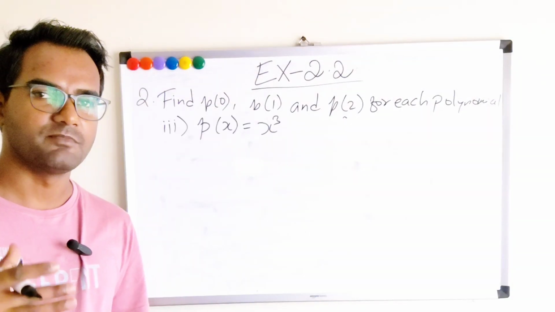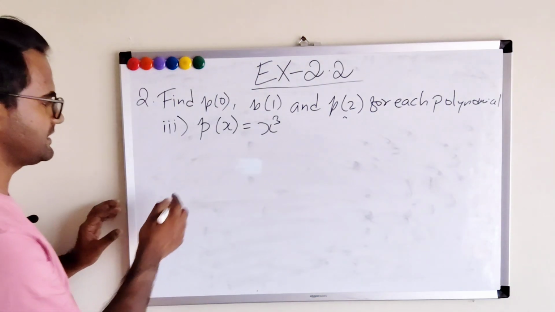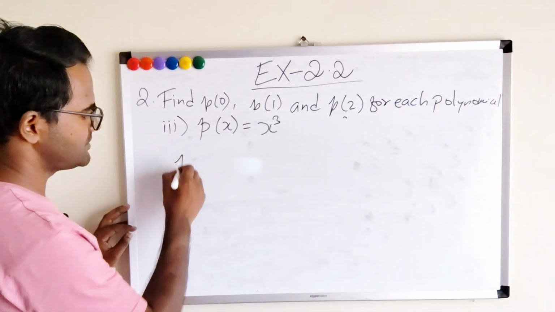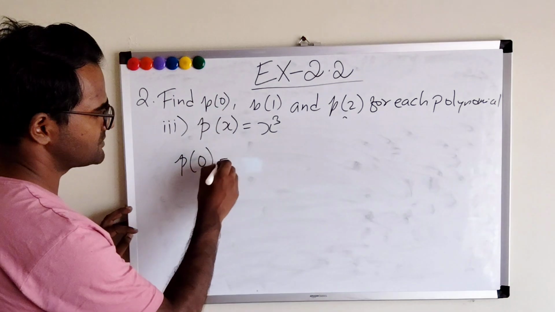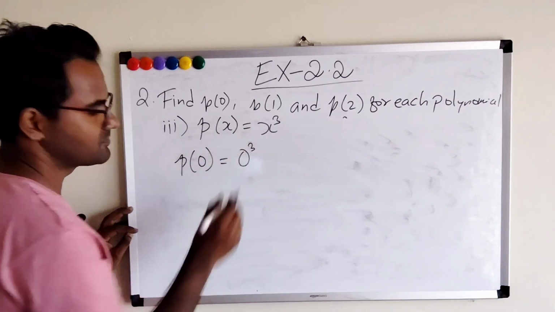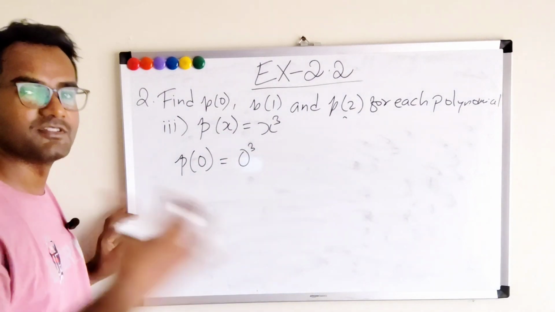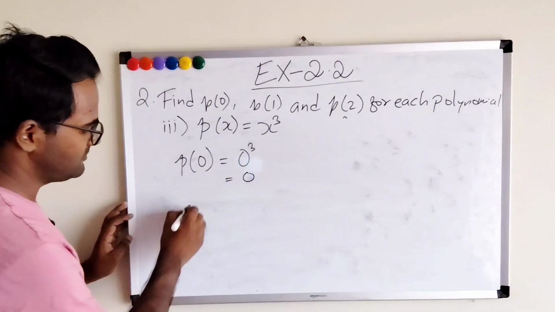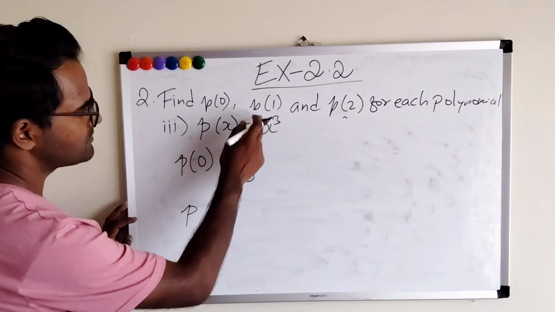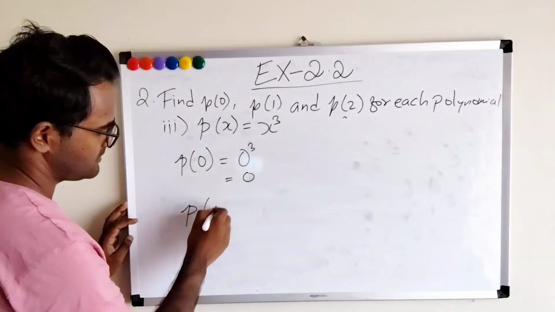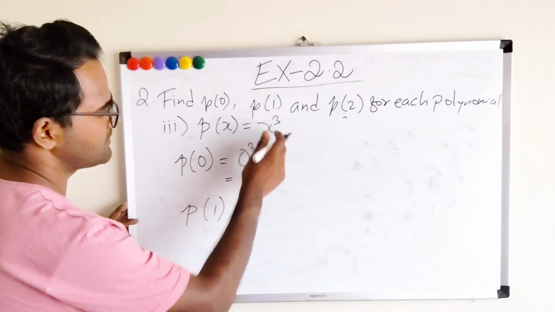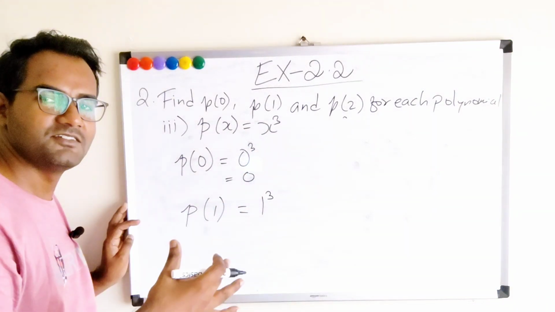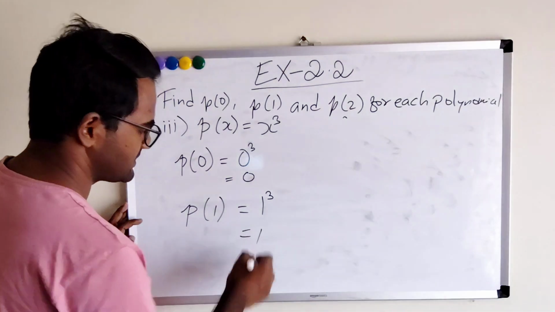Now let us continue with number 3. All right, number 3 we have, again in place of x you are going to put 0 first. P of 0 means 0 cube. 0 into 0 into 0, everything is 0, right? So you're going to get here 0 only. Now P of 1. So in place of x we are going to put 1. So 1 into 1 into 1 is 1 only, right? So we get here 1.